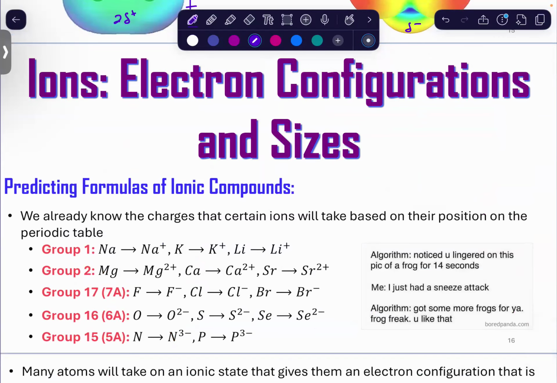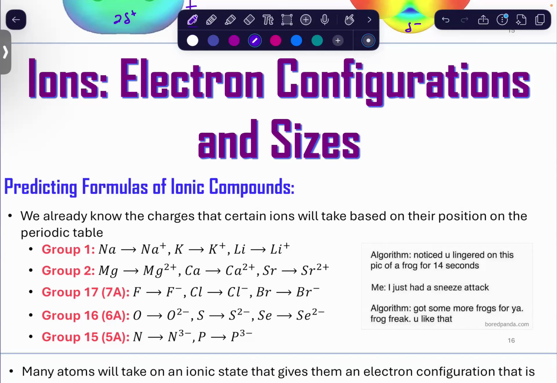Okay, so looking at ions now. We've talked about ions and what their common charges will be based off their position in the periodic table. Here you see we have some group 1, group 2, group 17, 16, and 15.